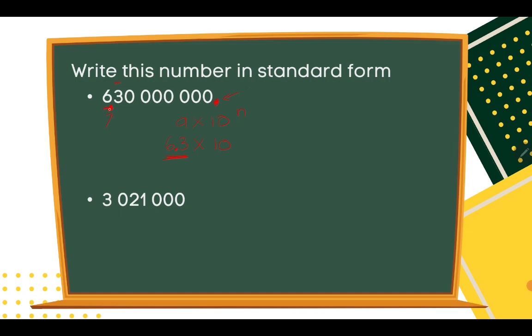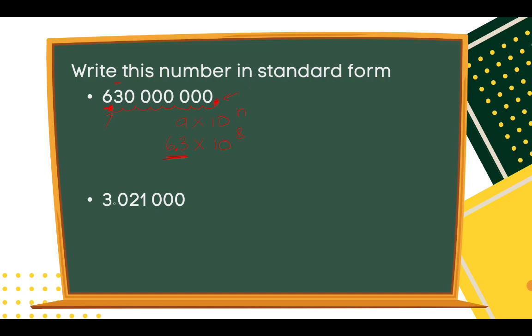So we count. How many jump you will make? 1, 2, 3, 4, 5, 6, 7, 8. So I need to times it with the base of 10 that has 8 0. So it will be what? 10 to the power of 8. Until here, okay? Okay, yeah.